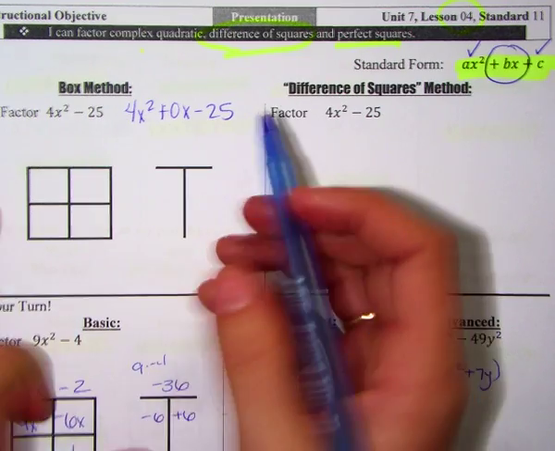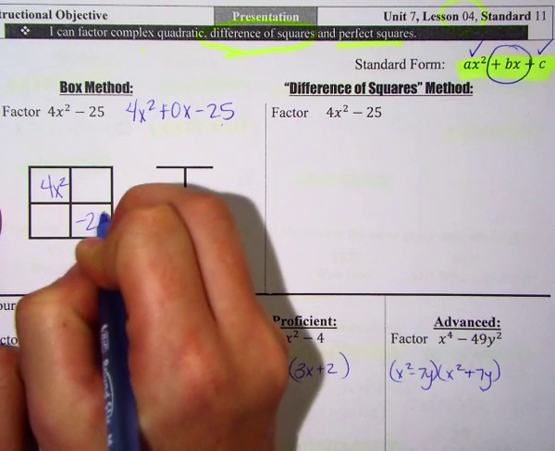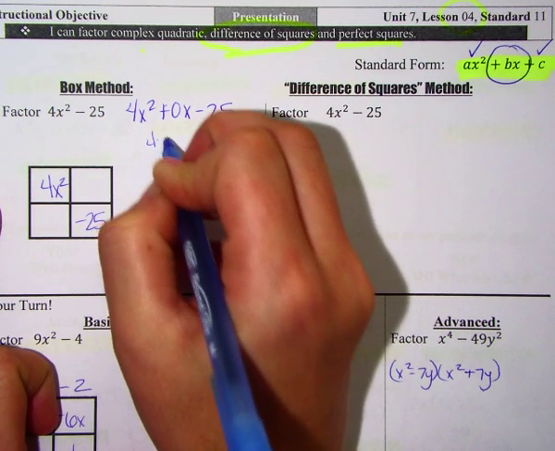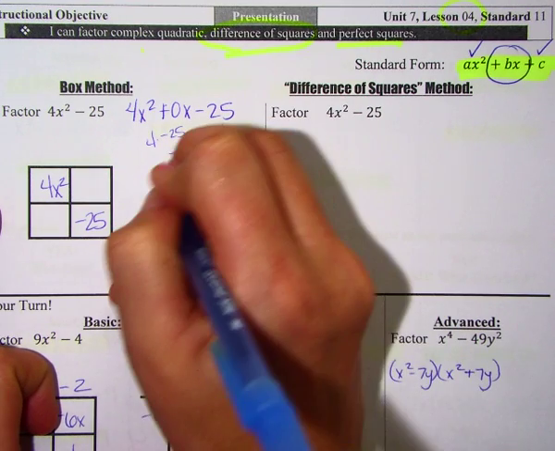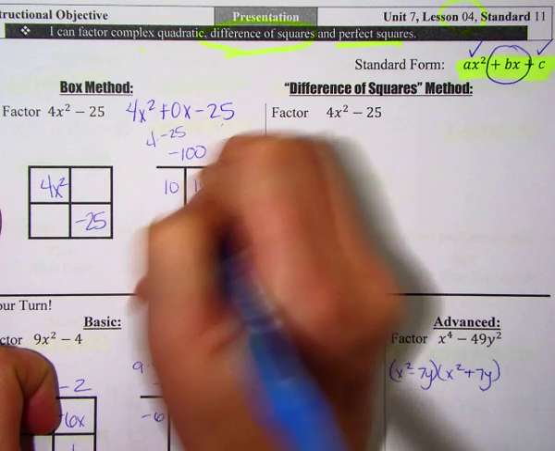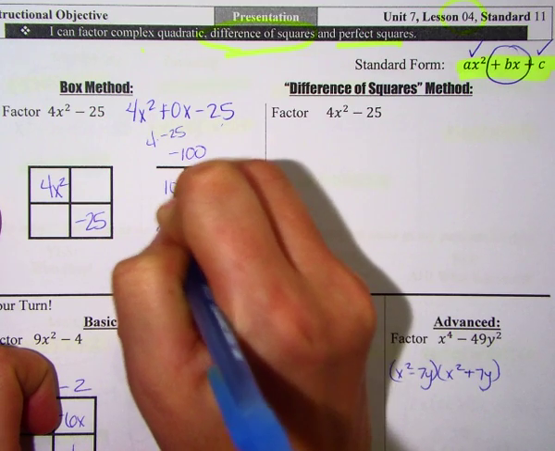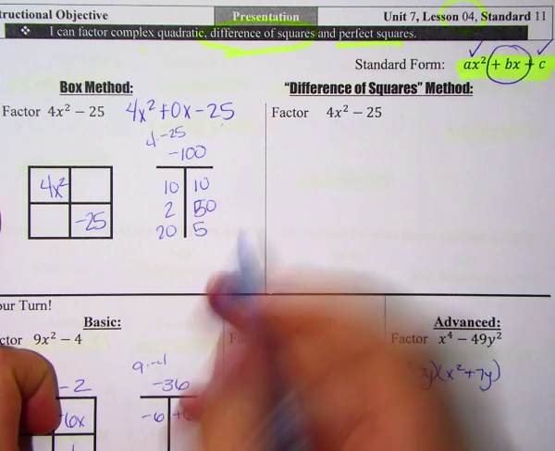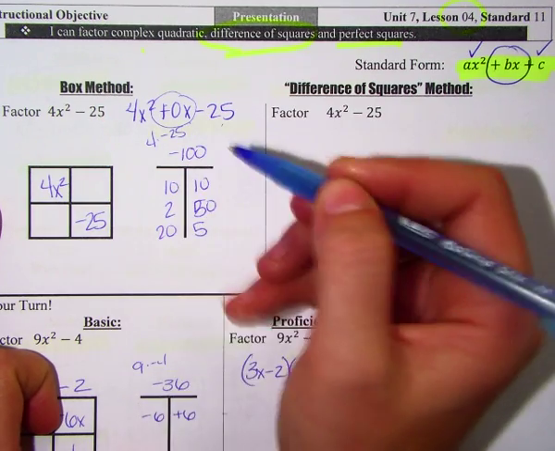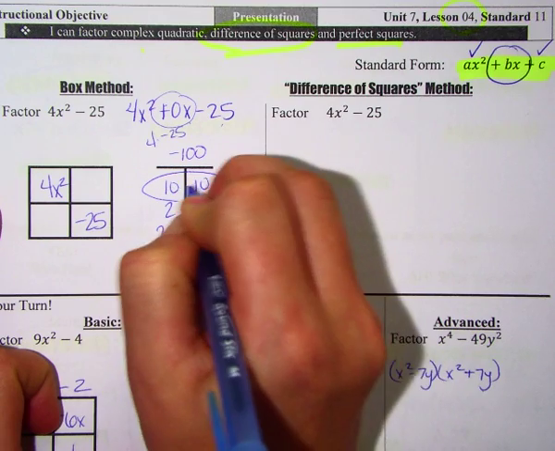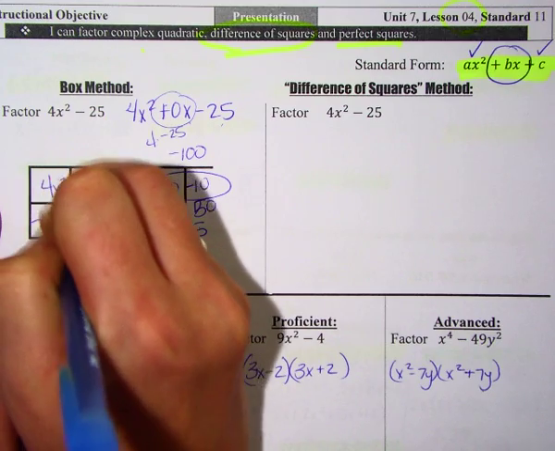All right, so first term, first box, last term, last box, then a times c goes in the t-chart. When we write down the factors of 100, there's a lot of them. 10 and 10, 2 and 50, 20 and 5. There's a lot of them. But what I'm looking for is two numbers that combine to give me 0. So that's 10 and negative 10. So I throw a positive 10x in one box, negative 10x in the other box.